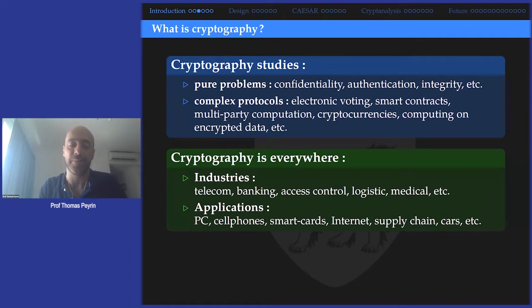So basically in PCs, cell phones, smart cards, on the internet, in cars, in the supply chain, the area of cryptography is really, really large, and it's never stopping growing. Cybersecurity is becoming more and more important, and with more and more devices in our everyday lives, this is something that's not going to change soon.